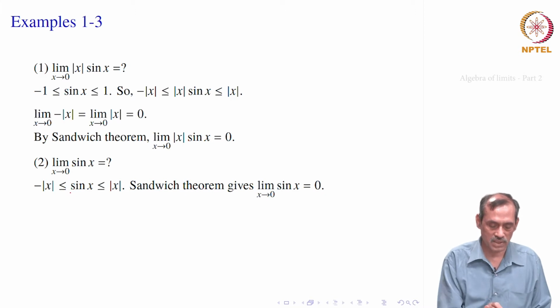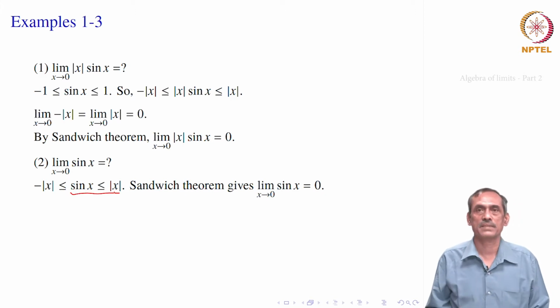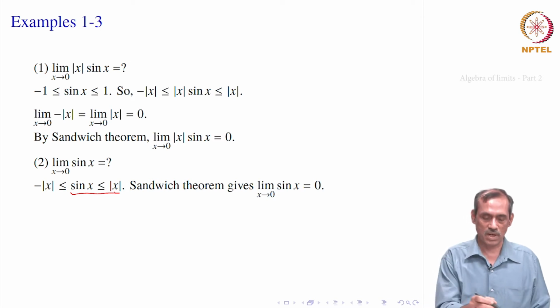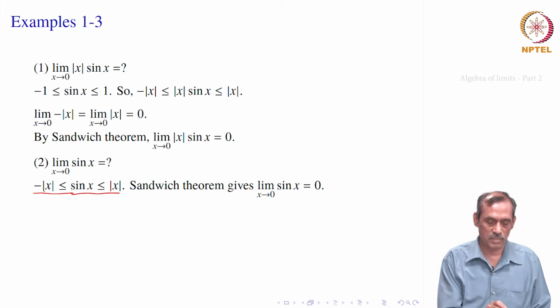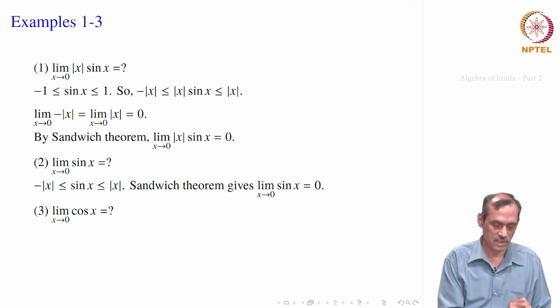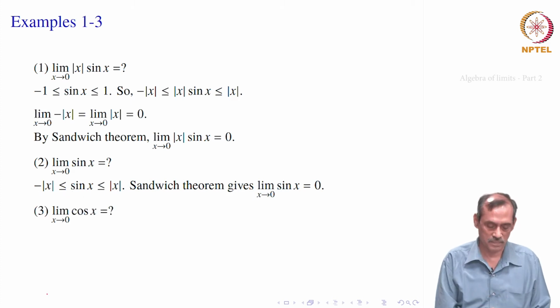We have the inequality that sin x is always less than or equal to mod x. So, it is not minus 1 to 1, but something else, that is, sin x is less than or equal to mod x. Similarly, minus mod x is less than or equal to sin x, for any x around 0. Then you use the sandwich theorem, because these two limits are 0. So, that gives you the limit of sin x is also equal to 0. These inequalities are really helpful, we have mentioned them earlier: sin x less than or equal to mod x and similar things.